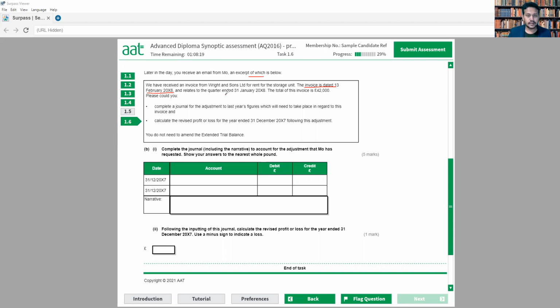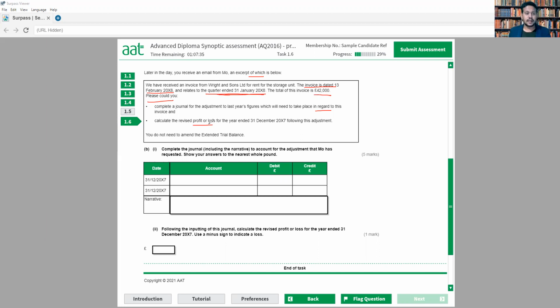13 February, you have received the invoice. It relates to the quarter ended 31st of January. So even though we received the invoice in February, actually it is linked to the quarter ended 31st of January. It's not year ended, it's quarter ended. Be very, very careful. Quarter ended 31st January 2018. The total of the invoice is 42,000. Please, could you complete the journal for the adjustment and calculate the revised profit. So two questions. That's fine. We don't have any profit. We have a loss anyway.